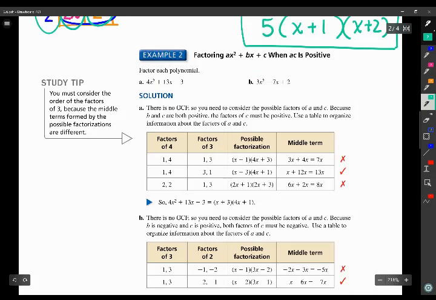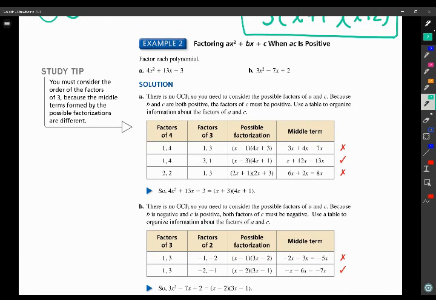When you look at example 2, they're showing you a little bit of a different way in the book. I don't really like this. I'm just going to show you my way. If you want to go through the book and try to figure it out, that's fine. This is more like a guess and check way. I don't really like that because we have another method.